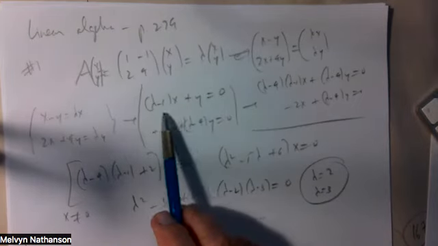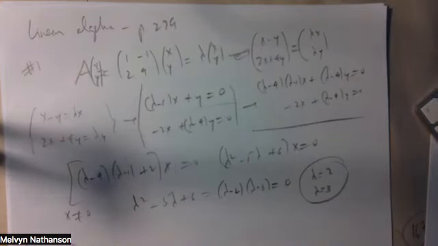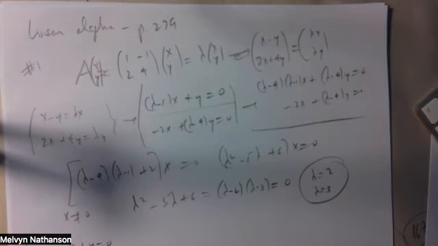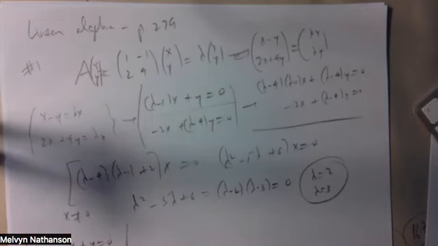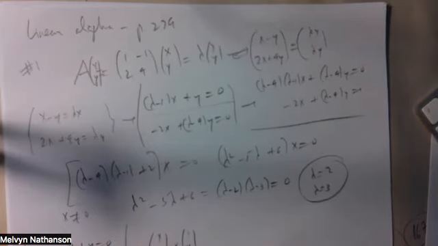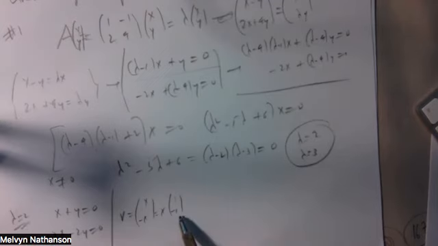Suppose I take lambda equal to 2. Then the first equation says minus x plus y equals 0, and the second equation says minus 2x minus 2y equals 0, which is the same as x plus y equals 0. So if lambda is equal to 2, y has to equal minus x. So we get a vector v, which is (x, minus x), or x times (1, minus 1). So an eigenvector for lambda equal 2 is any scalar multiple of (1, minus 1).